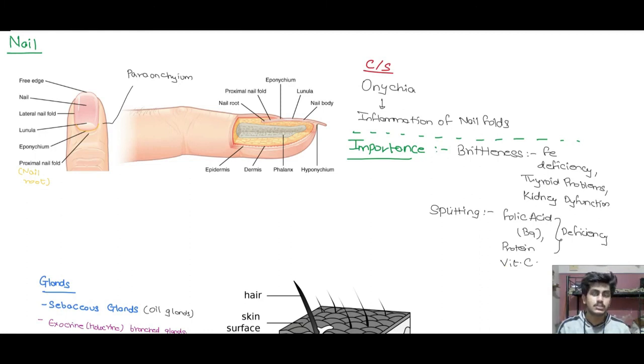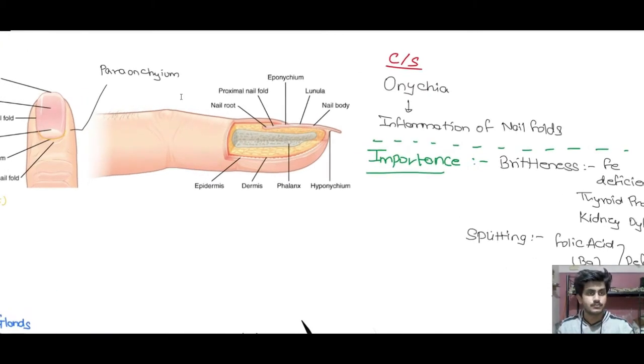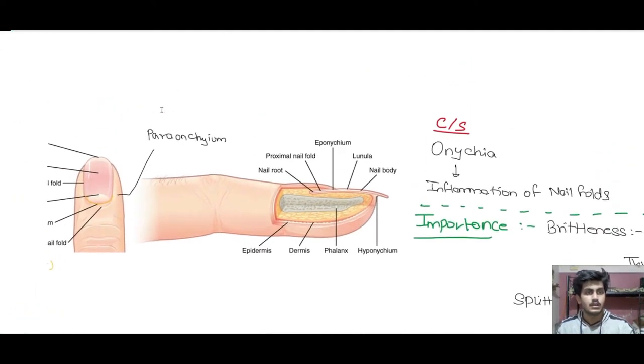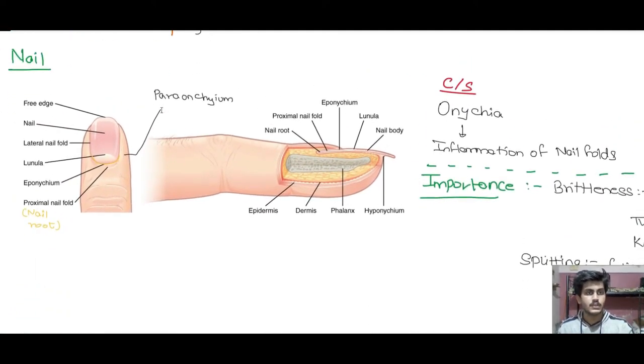So till now we have covered the cells of the skin, the receptors, and the layers of the epidermis. Now we will move on to the appendages of the skin. We have the two main appendages in our skin, that is the nails and the glands. Starting with the nails, this is a general anatomical structure of the nail.